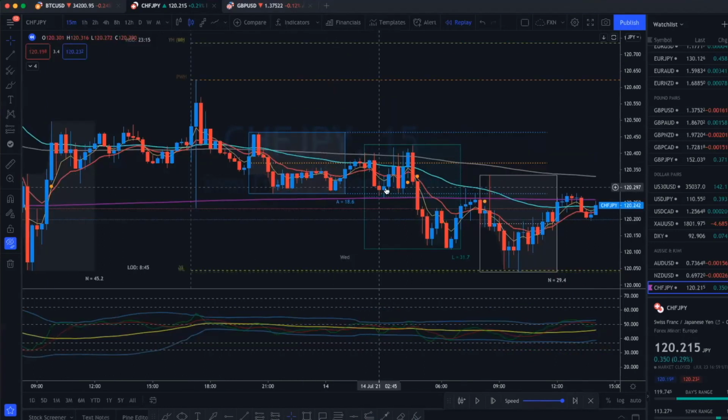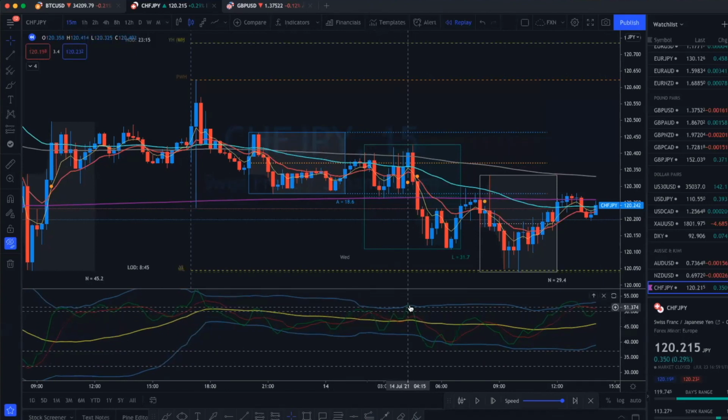Here's the type 3 here. It pins to the 50 in the middle and the 200 EMA, and the same thing, you're pinning to the middle here.